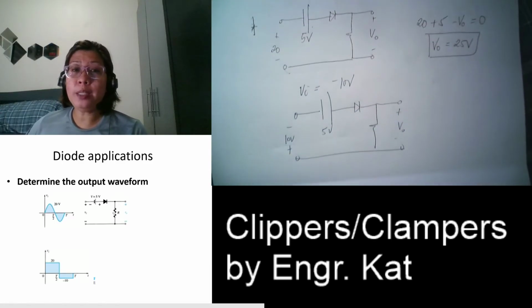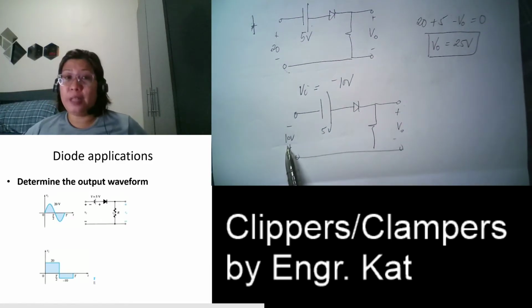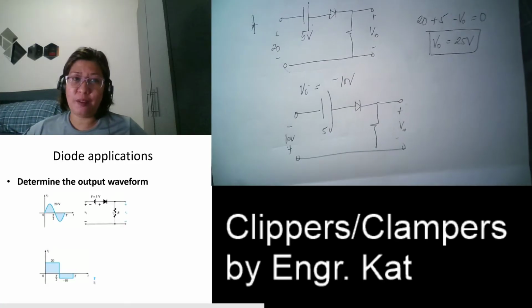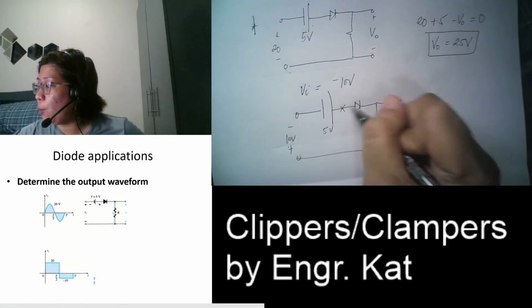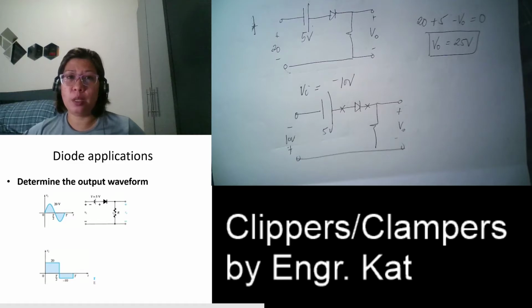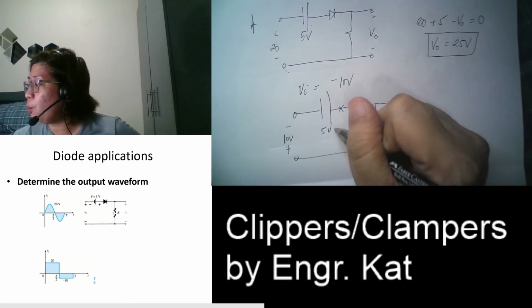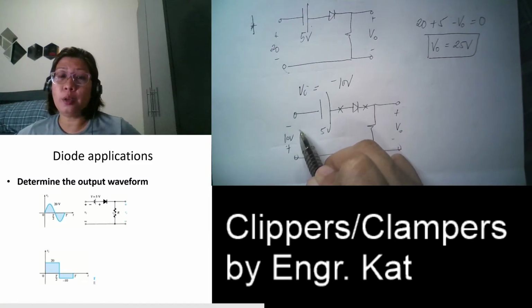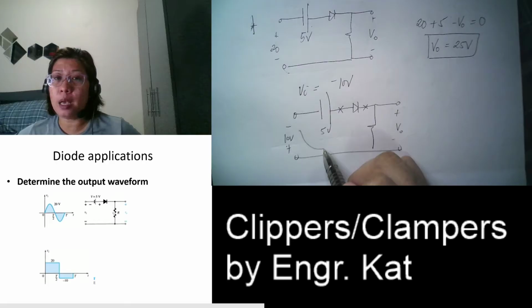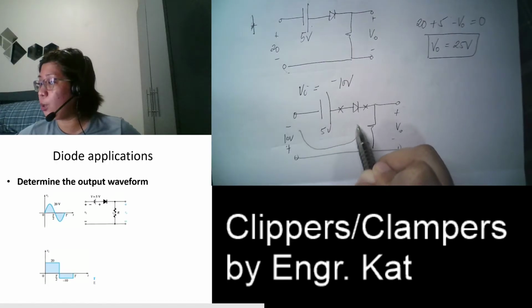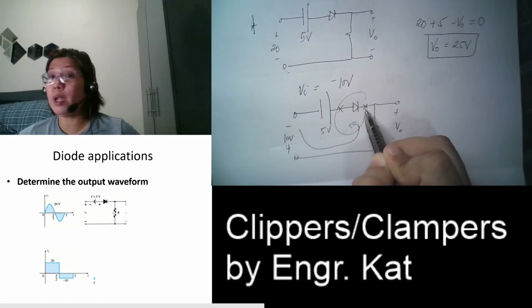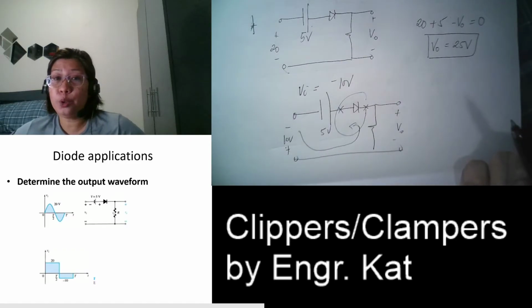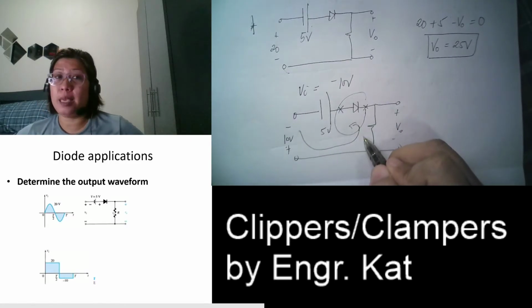Okay. So we said earlier that negative 10 is lesser than negative 5. So if negative 10 is lesser than negative 5, therefore, we are going to reverse bias your diode. If that is reverse bias, no current will pass through that. Look, the voltage being implemented here is not in the same direction with your diode. So therefore, this is in the reverse bias mode.